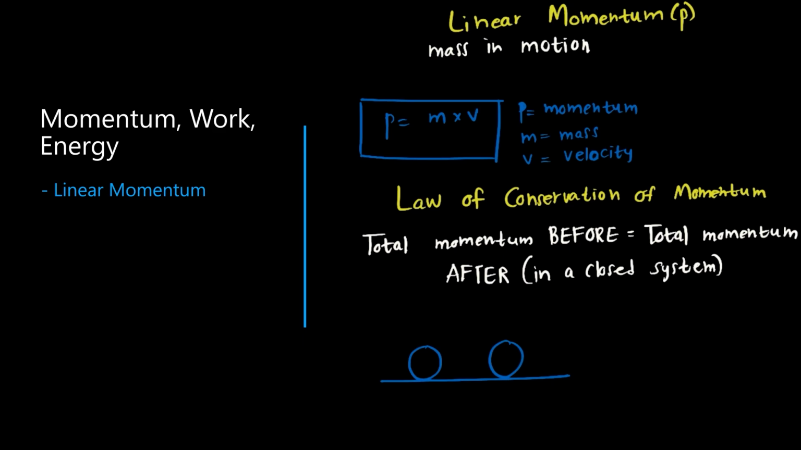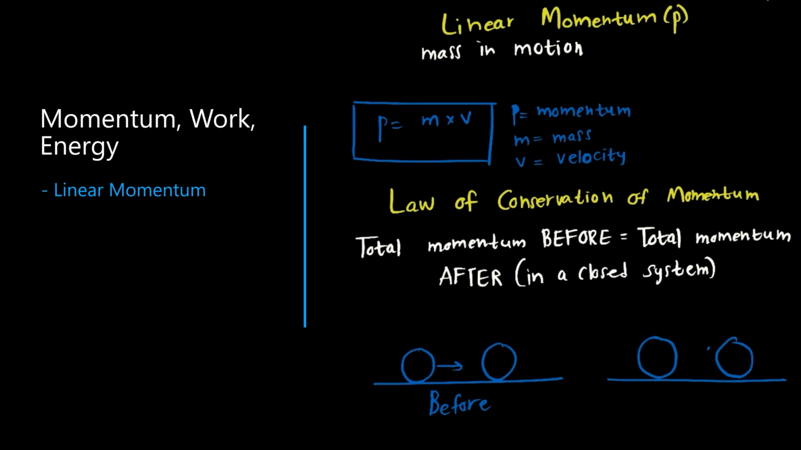Think of a game of pool. When the cue ball hits another ball, it might stop, transferring all its momentum to the other ball, which then moves off with the same momentum the cue ball had. Or they might both move off in different directions, but the vector sum of their momentums will equal the initial momentum of the cue ball.